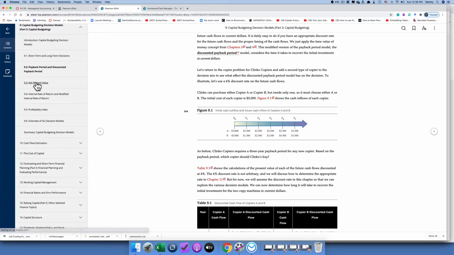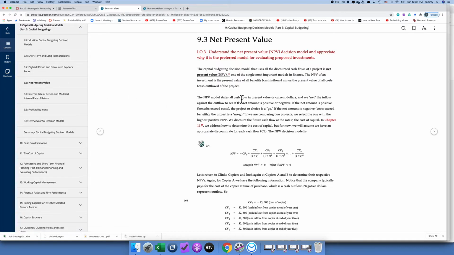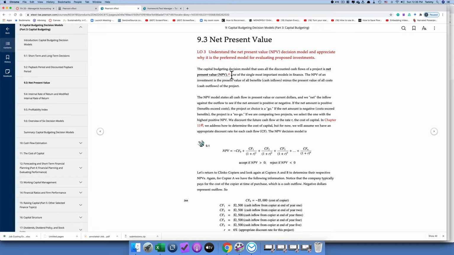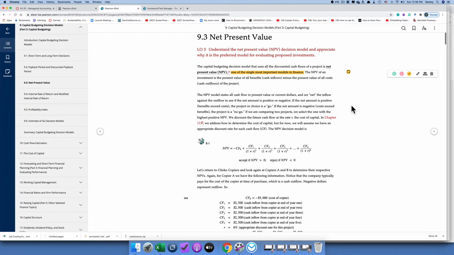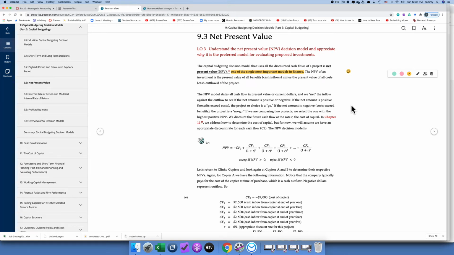Okay. So the net present value, as they state in your book, it is one of the single most important models in finance. Okay. And it's not only found in finance. If you go into public policy and you have to do cost-benefit analysis, right, you use a net present value model for that as well.